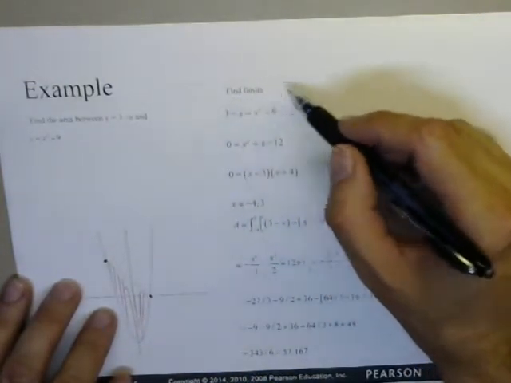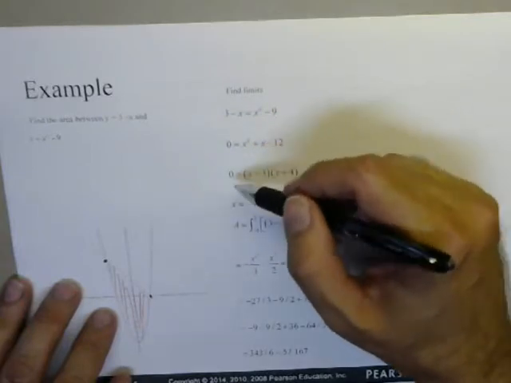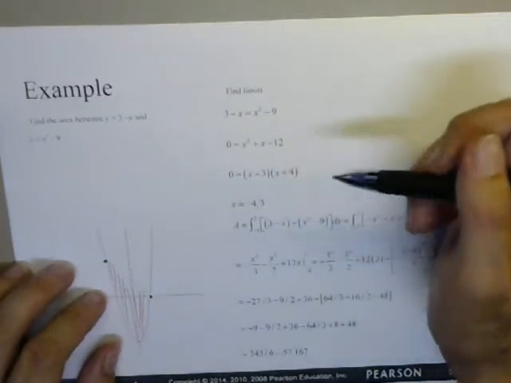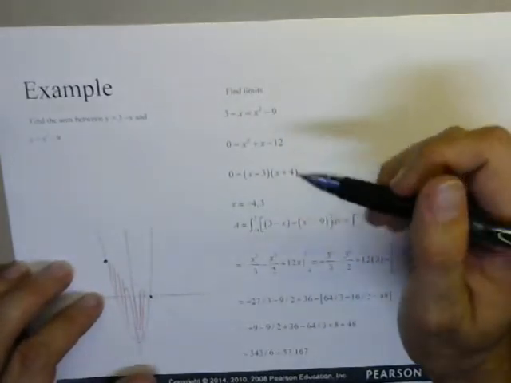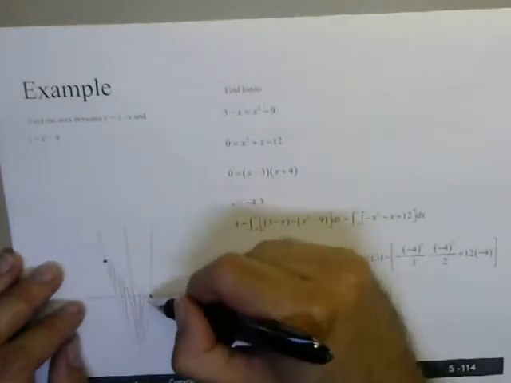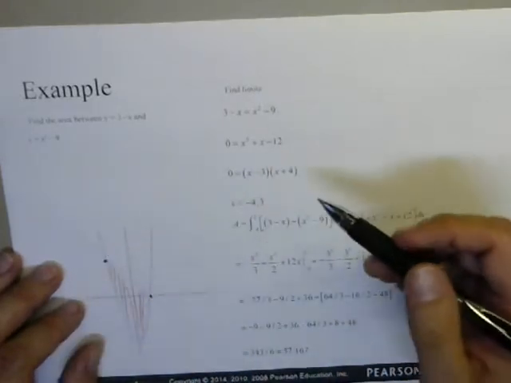It's going to be quadratic, so move all the stuff over to one side. Either factor it, or if you can't, plug it into the quadratic formula. In this case, we're lucky we can factor it. And then those will be your limits of integration, right? So this will be negative 4, and this will be 3.